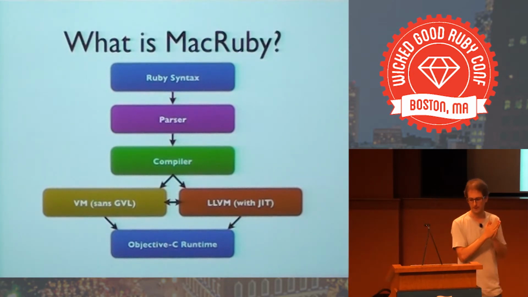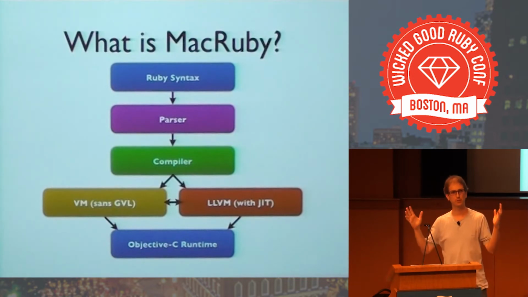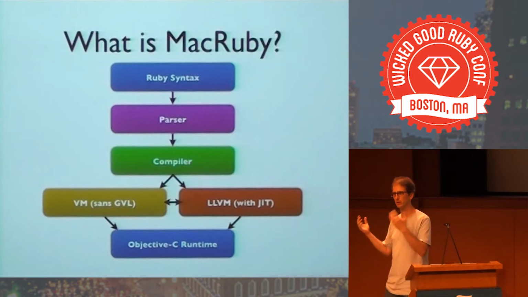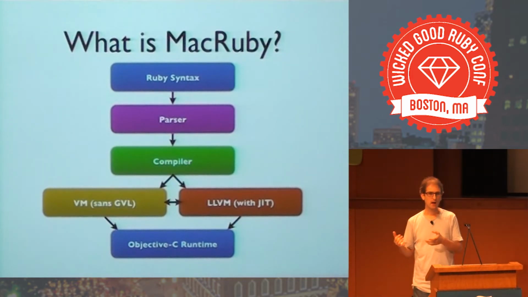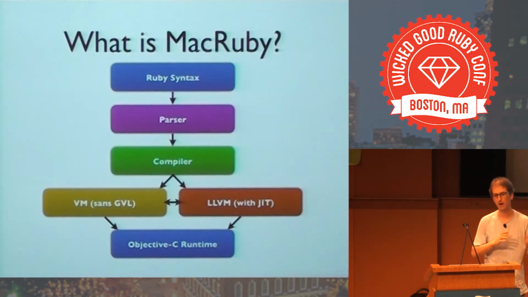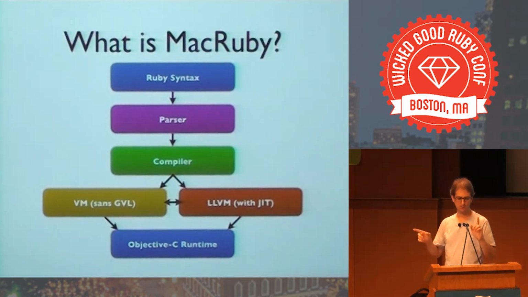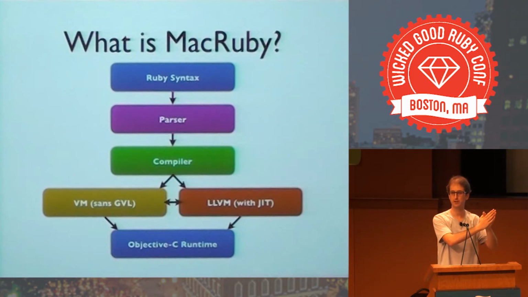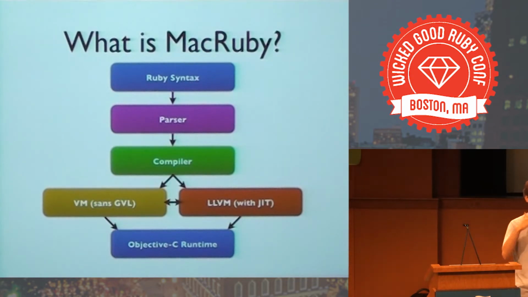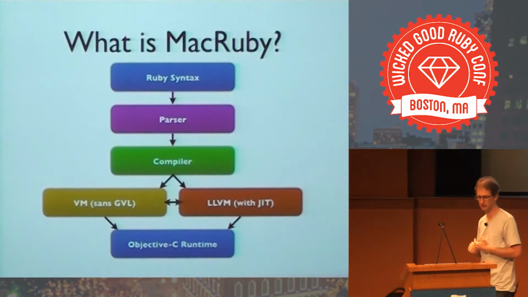So with MacRuby, you start off with a Ruby file, obviously. And we take that Ruby file and we parse it. And then from the parsed output, we hand that off to the compiler. And the compiler then interfaces with the virtual machine, which contains all of the global state and coordinates all of the object creation and method definition.